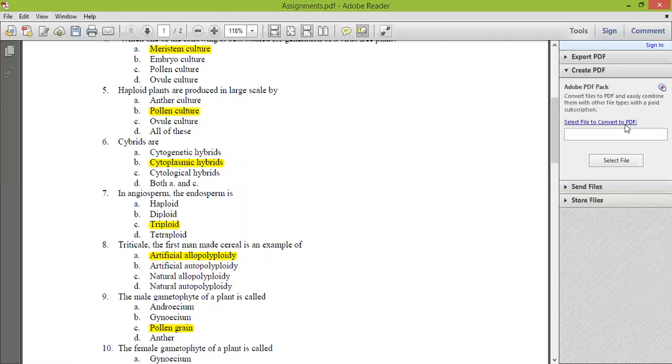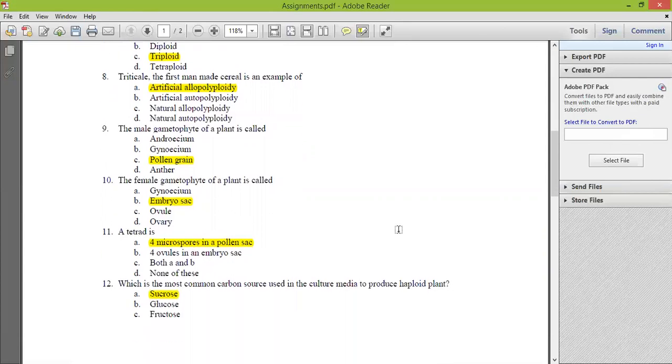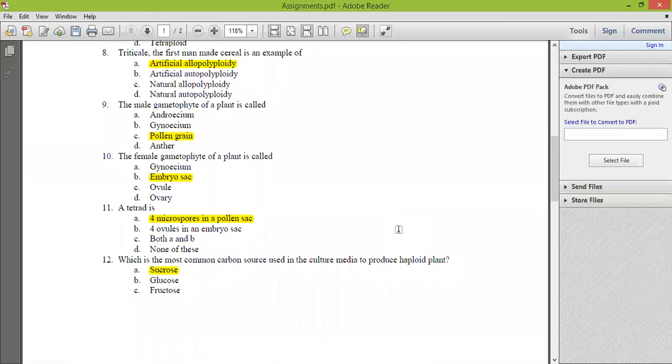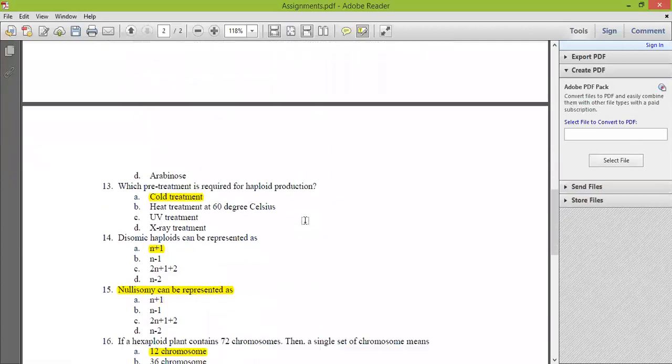The male gametophyte is the pollen grain, the female gametophyte is the embryo sac, and a tetrad is 4 microspores in a pollen sac, not 4 ovules, because the number of ovules depends on the plant species. But in a pollen sac, there are always 4 microspores. Now question 12: sucrose is the answer, the most used carbon source. The second one, cold treatment, is the answer that is required as the pre-treatment for haploid production.